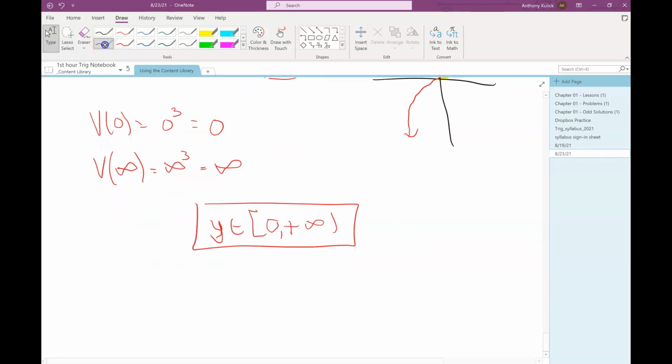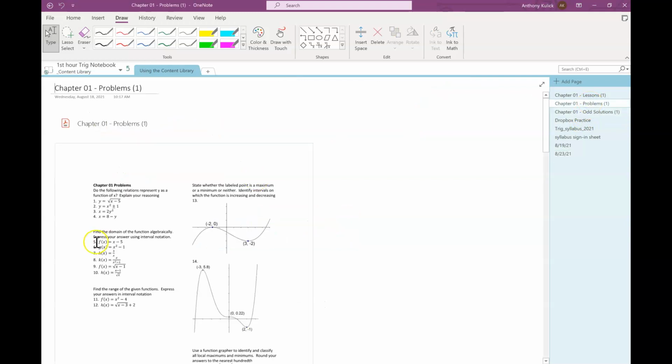So your homework is going to be numbers 1 through 12. Again, in the content library, you'll see the chapter 1 problems are located there. So those are the problems.